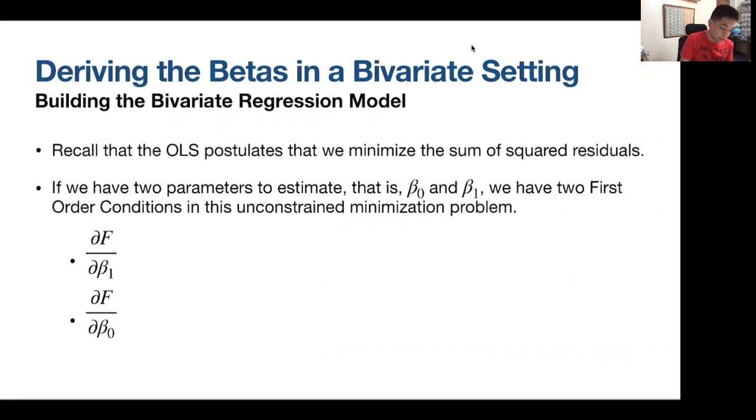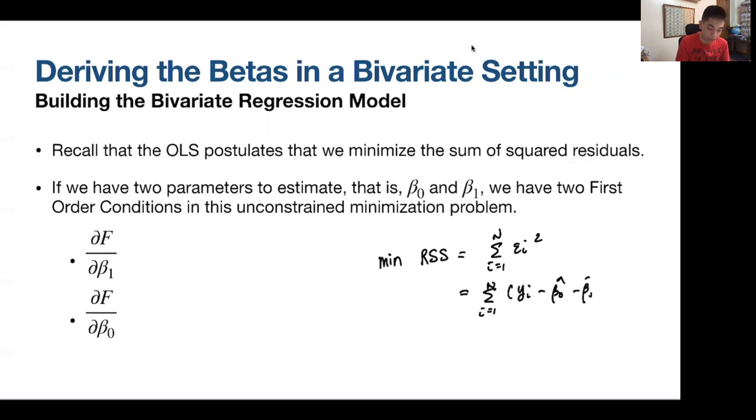So if you recall, the postulation that OLS makes is that to get the estimators, we minimize the residual sum of squares. So to get the residual sum of squares, that's just the sum from i equals 1 to n of your residual, which say is epsilon i squared, right? Because it's residual sum of squares. But we know that epsilon is just equal to y_i minus beta naught hat minus beta 1 hat x sub i, squared. So essentially, we're minimizing this particular function here. Okay, so what we need to do is minimize this function.